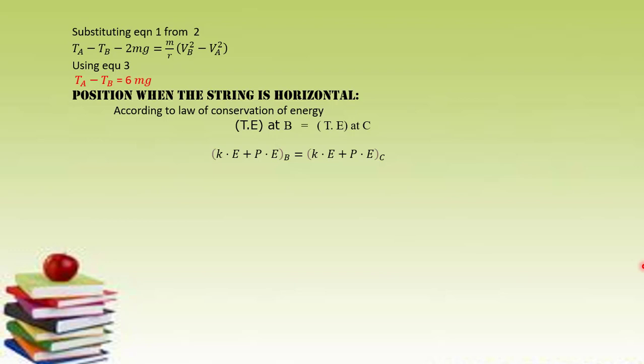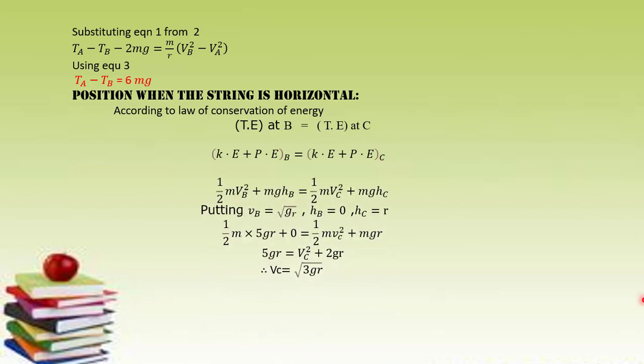We know the law of conservation of energy, and because of that law we can say that the total energy at B is equal to the total energy at C. Means total kinetic energy plus potential energy at point B is equal to kinetic energy plus potential energy at point C. Putting the value of both, you will get 1/2 mvb square plus mghb is equal to 1/2 mvc square plus mghc.